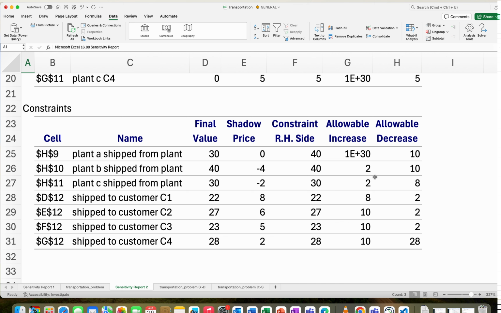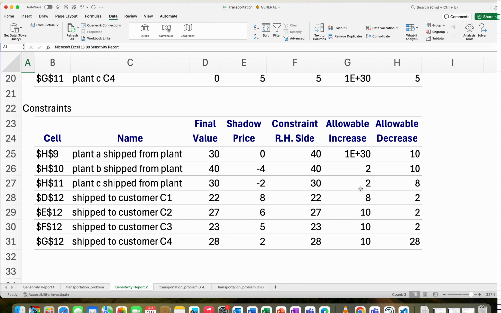Now, if I increase the supply in plant B from 40 to, let's say, 42, I can expect the total cost of the network to decrease by minus 4 into 2, which is minus 8. So a unit increase in the supply of plant B would decrease the total cost by 4. This is the interpretation of shadow price and how it's linked with the supply constraint. Similarly, for plant C, the total shipping route cost would decrease by 2 with every increase in the supply of plant C as well.